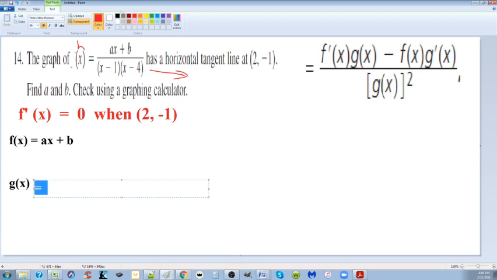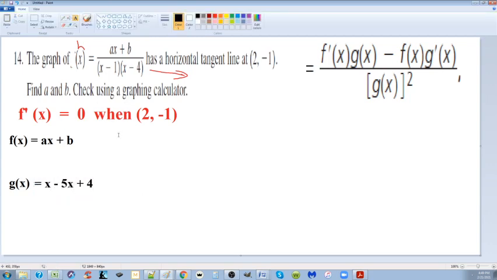So we're going to get it equal to x squared, which I have to put in later, minus 5x plus 4. Okay, so I'll just grab the square from there. Alright, there we go, good enough. So that means what's our f prime?